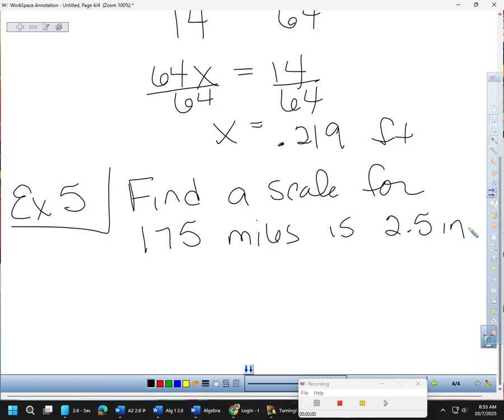All right. In this case, we're going to divide these two. So we're going to take 175 and divide by 2.5. We get 70. That means for every inch, it's 70 miles. So we're going to say 1 inch, we're going to put a little colon in the middle, represents 70 miles.